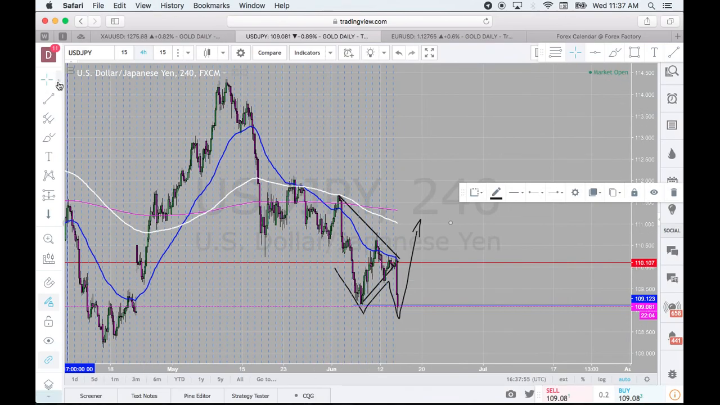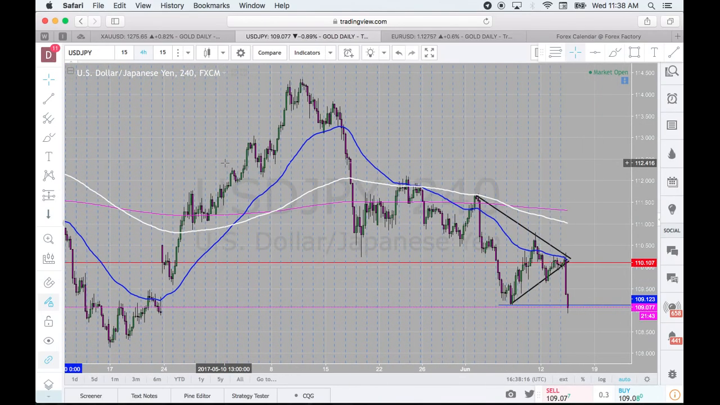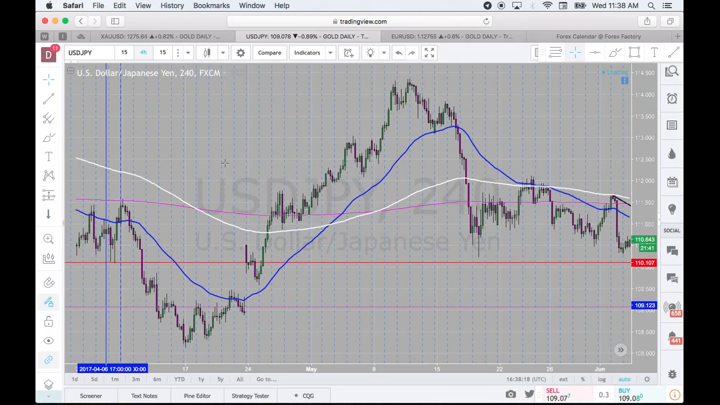So, this is what we see. This is what we believe will happen. This is what I believe will happen on a smaller time frame, oh wow, alright.